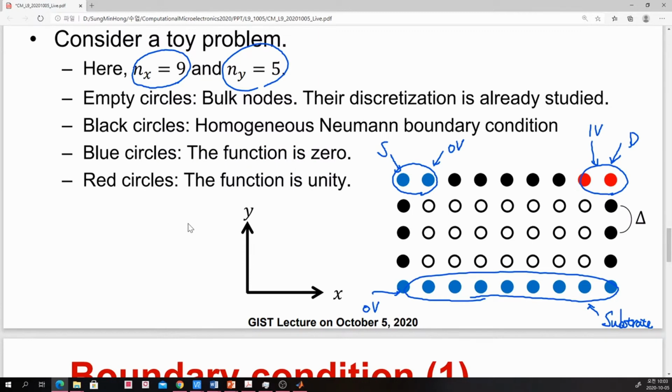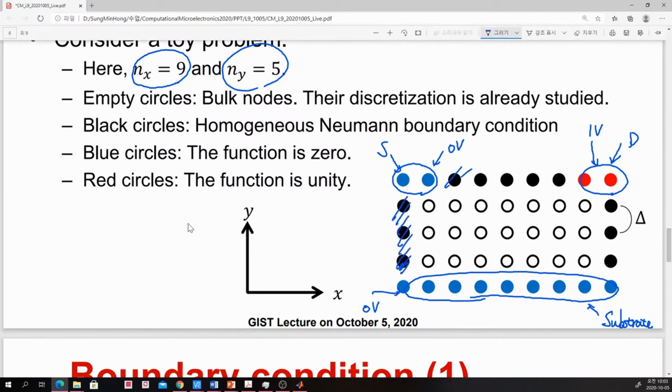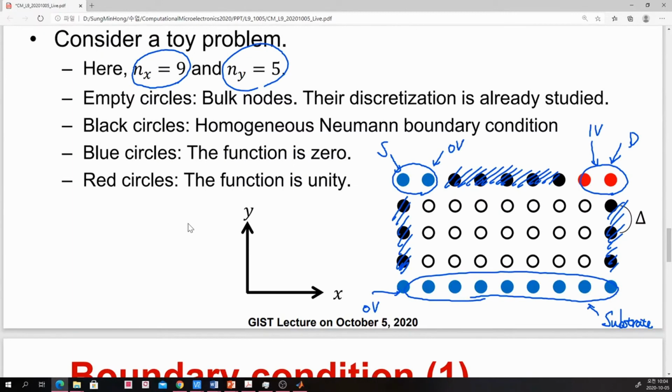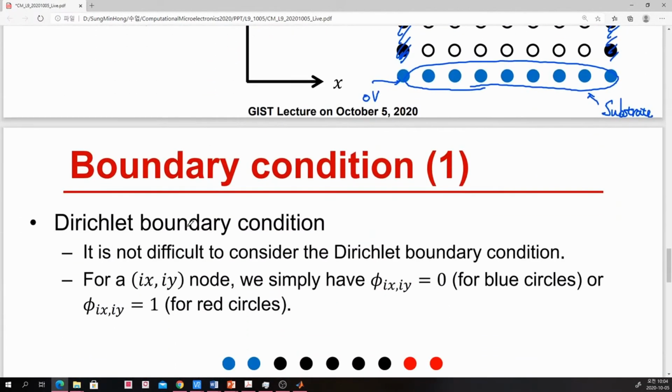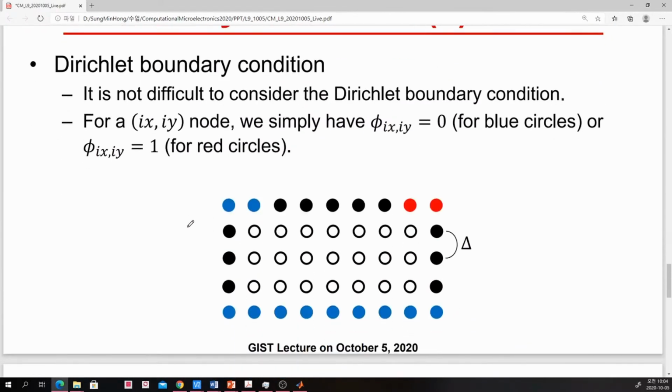And for other nodes, these lines are corresponding to non-contact boundaries. In this case, we have introduced the homogeneous Neumann boundary condition. So this is our toy problem. We'll talk about this one. And for the Dirichlet boundary condition, whether this is 0 or whether this is 1, doesn't matter. You can easily find it.